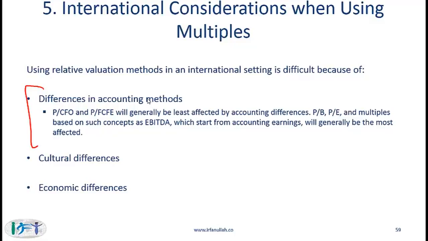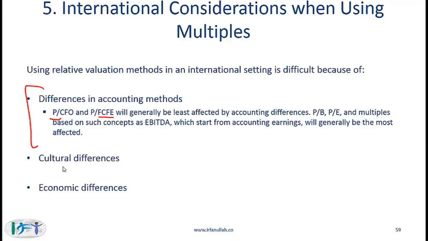And we've done this over and over. Level 1 FRA, level 2 FRA. If companies in different parts of the world are using different accounting standards, then any accounting related measure such as earnings or EBITDA or book value is going to be influenced by the accounting standard being used. Having said that, ratios such as price to cash flow, be it CFO or be it FCFE, would be relatively less impacted by accounting differences.